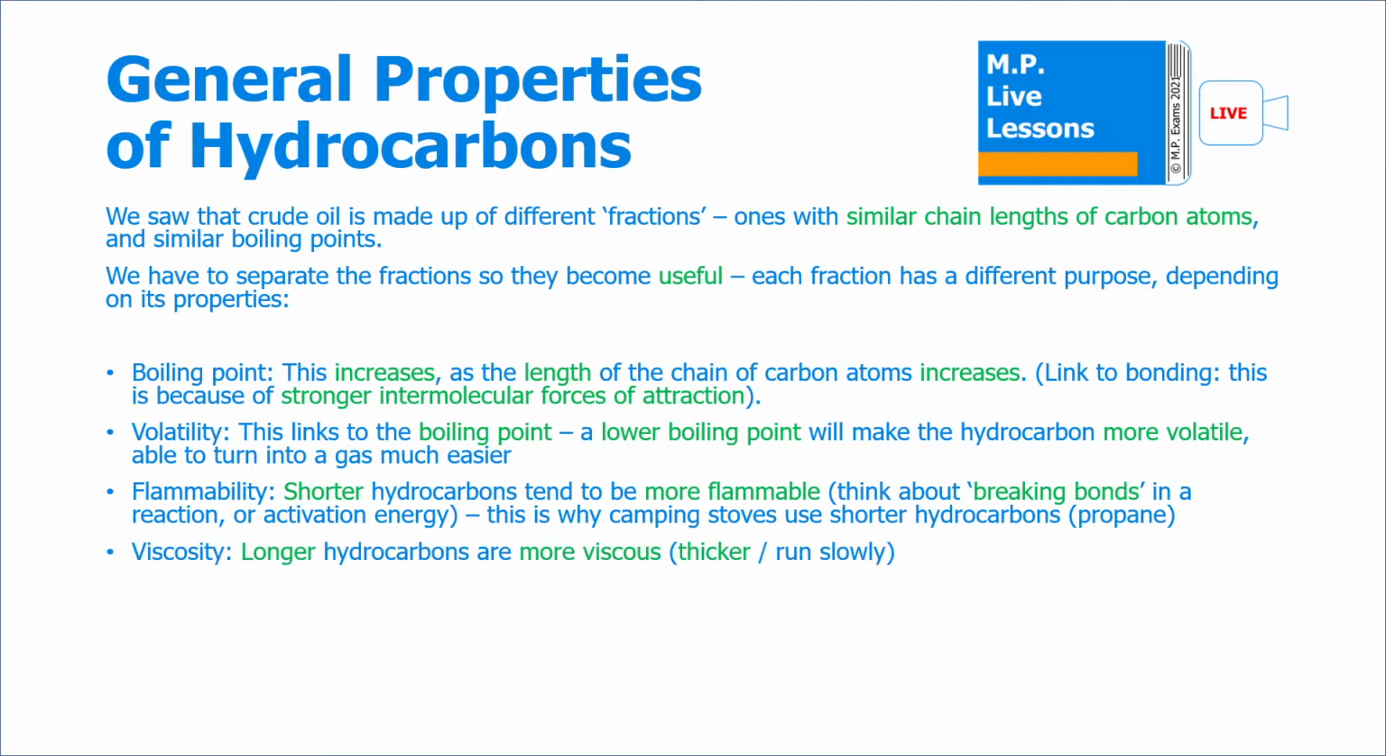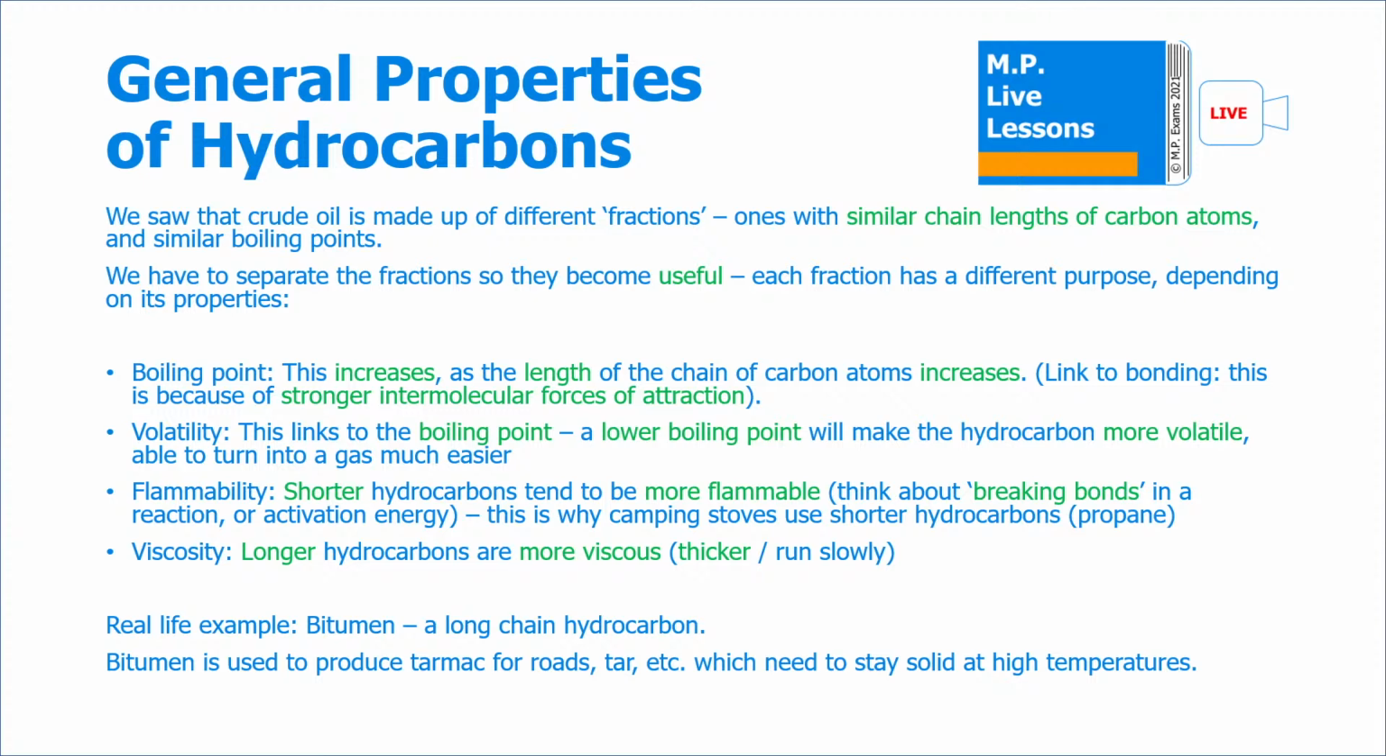And lastly is viscosity. The longer the hydrocarbon, the more viscous, or thicker, the hydrocarbon liquid runs. So that's why you have long hydrocarbon fractions, such as those used for tarmac, like bitumen. Those will flow really slowly. That's one example. That's used to produce tarmac for roads, produce tar, and so on. It needs to stay solid at high temperatures because it has a long chain of hydrocarbons.